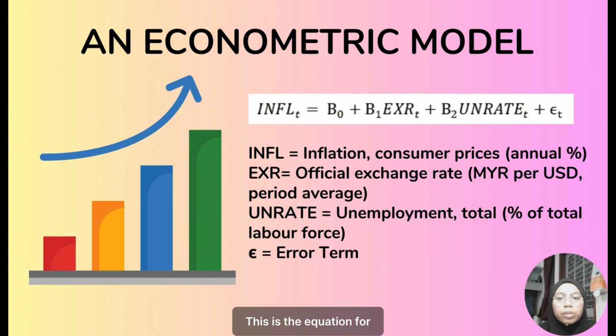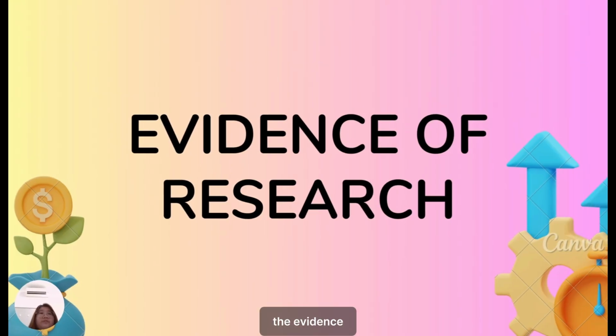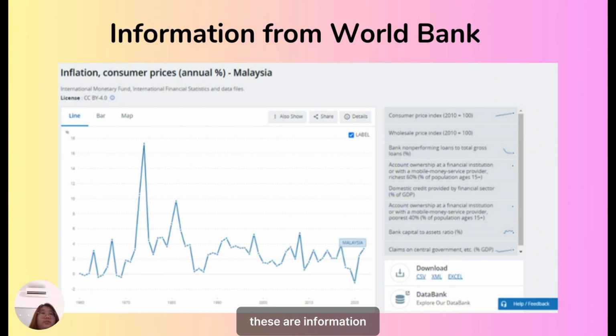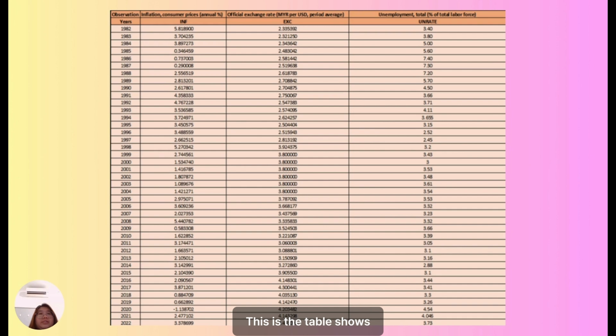This is the equation for the econometric model, which is inflation rate equals beta 0 plus beta 1 exchange rate plus beta 2 unemployment rate plus error term. Next, we are talking about the evidence of research. This is some information from the World Bank and Department of Statistics Malaysia. The table shows all the data, and we will then use regression analysis using ordinary least squares in our model.